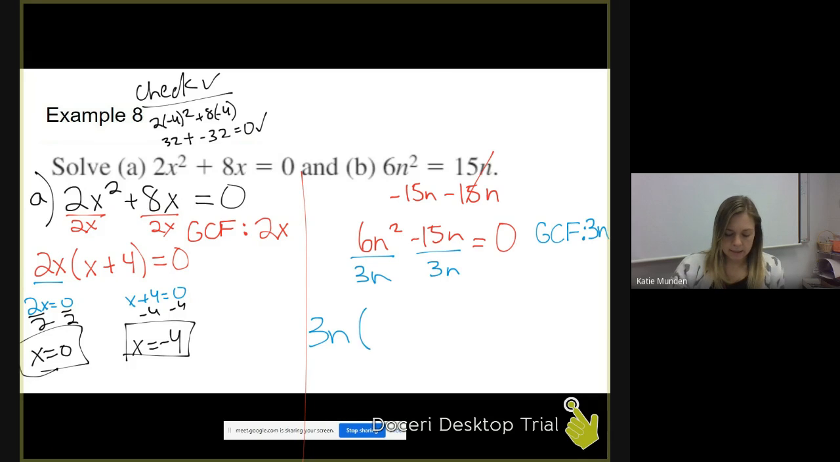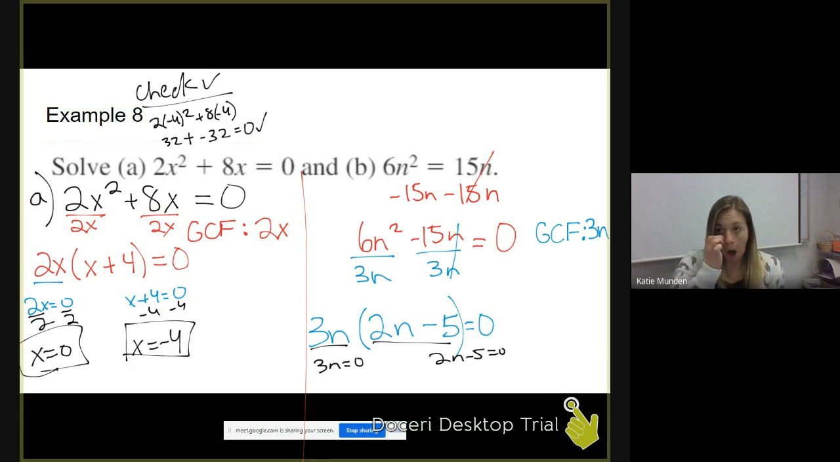6 divided by 3 is 2. N squared divided by n is an n. Minus 15n divided by 3n is 5. The n's are gone. Equals 0. Not done yet. The zero product rule tells me that either 3n equals 0 or 2n minus 5 equals 0.